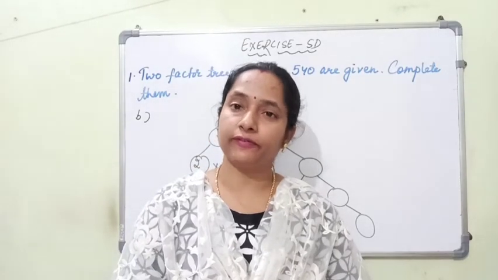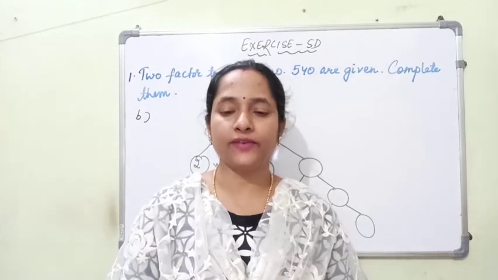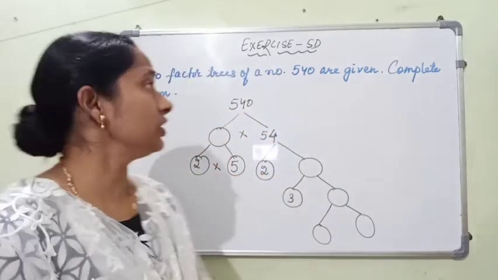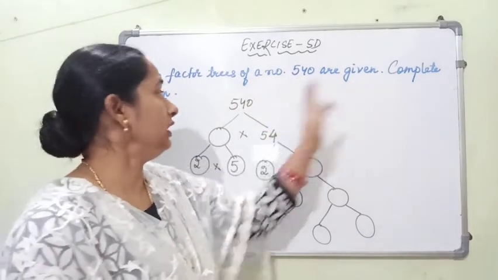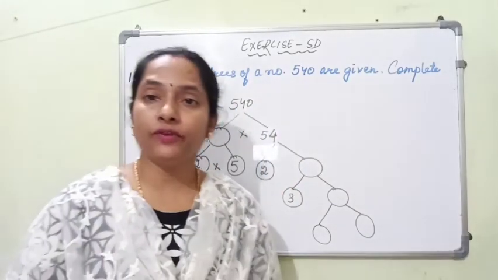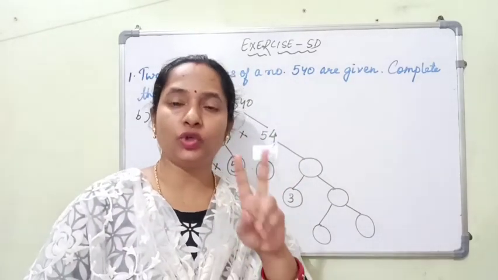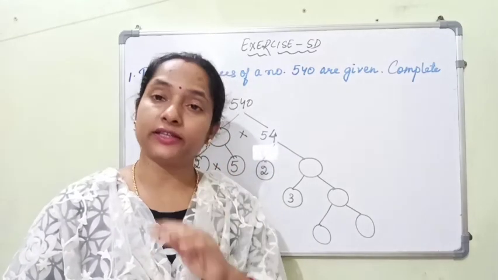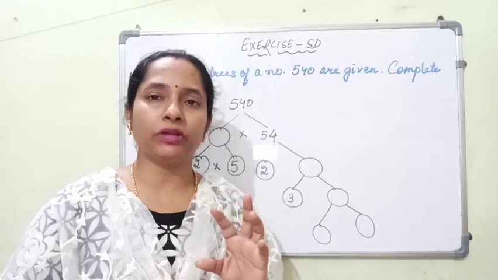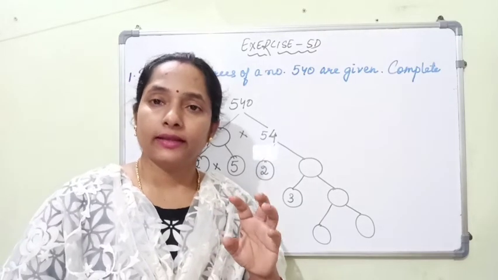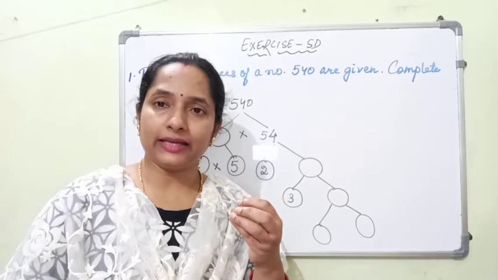Let us discuss the questions given in exercise 5D. So here the first question is, two factor trees of a number 540 are given, complete them. If you go through your book, you will find the two factor trees given. Both the methods we have discussed are given there for the same number. So you have to fill the blanks.